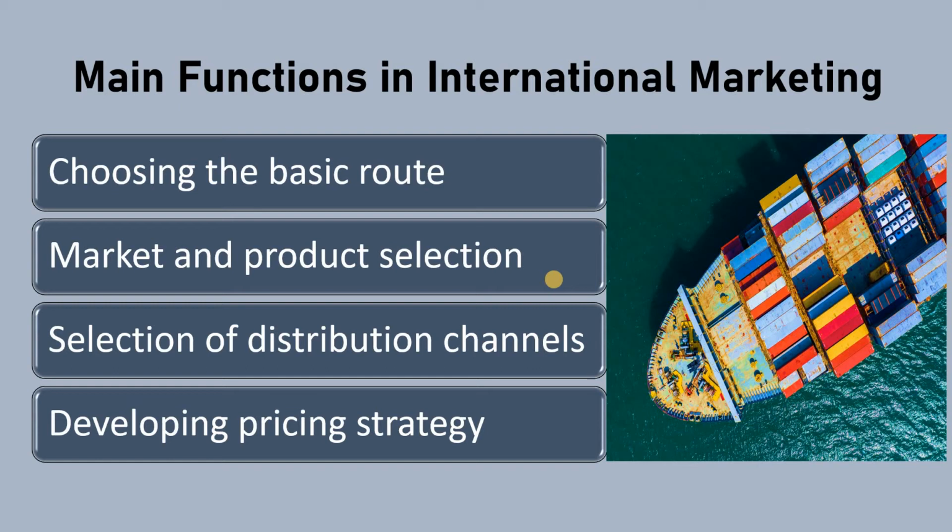Likewise, the second function is market selection and product selection. Which market should I enter and which product should I sell? Many a time the companies don't sell all the products in all the markets, so they need to select some ideal market and the ideal product which could do wonders in that. So this is also a main function. Then selecting the distribution channels. What would be the distribution channel? That also is a big decision to make. And then developing the pricing strategy.